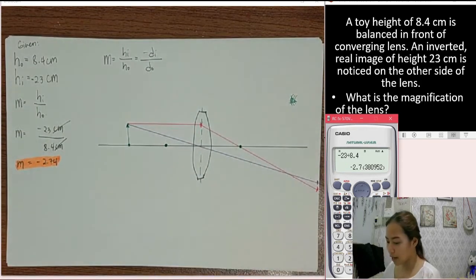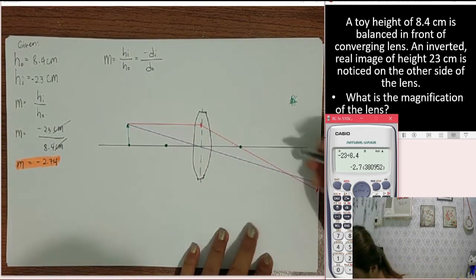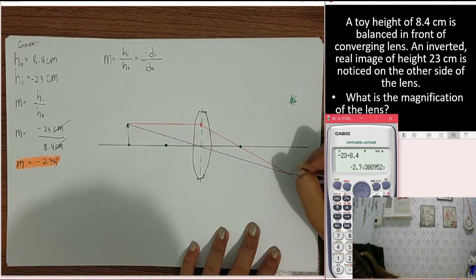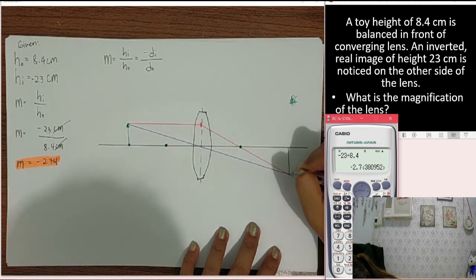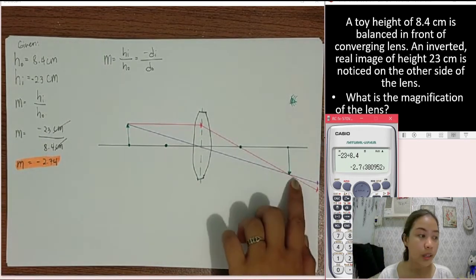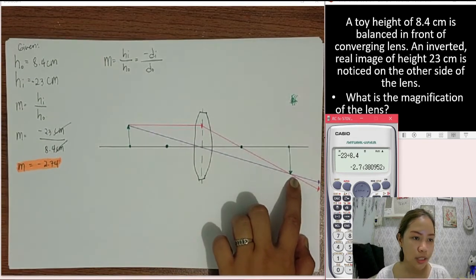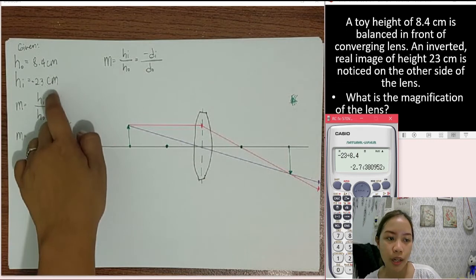There, it's there. Okay. Now, what will happen to the image? Take note that our image is formed where the light rays converge. Therefore, it is there. So our image is formed there. Take note that the image is higher compared to the object.